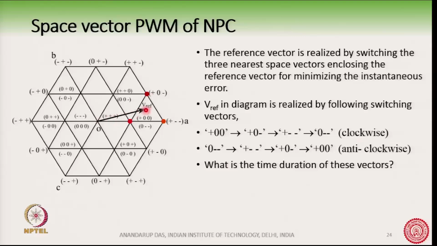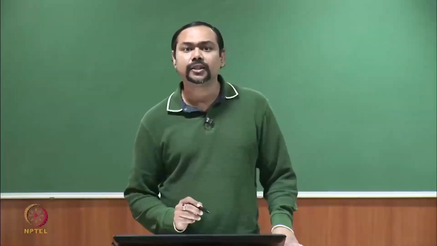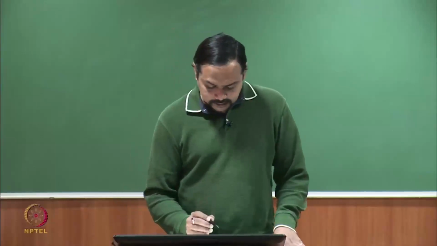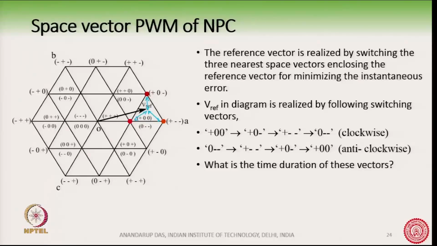See, this is for example Vref. This is the vector which we want to realize. Now, we have these three vectors which we are actually switching from the converter. So, therefore, we have this much of instantaneous error present between Vref and the actual vectors which we are switching, right. And this instantaneous error is the source of harmonics.